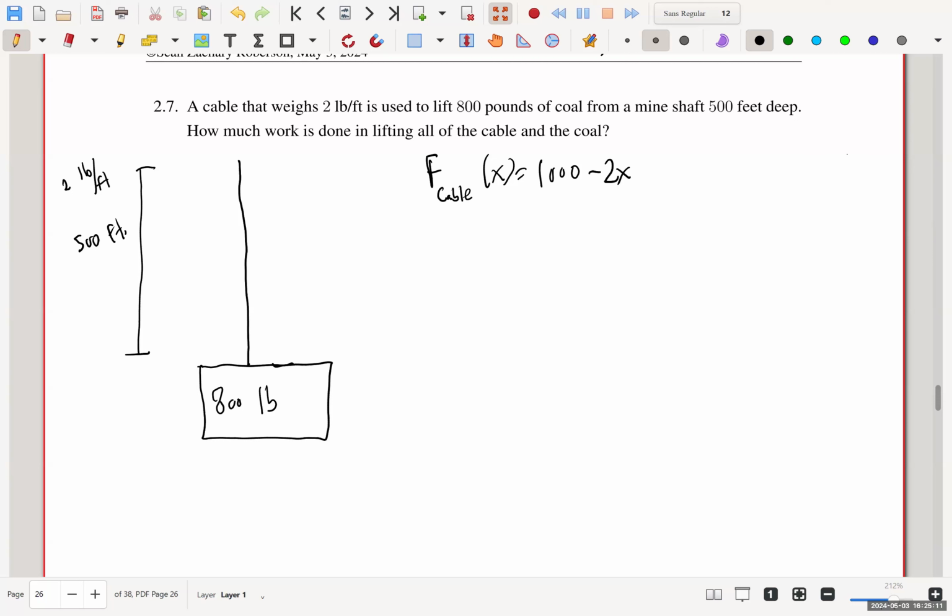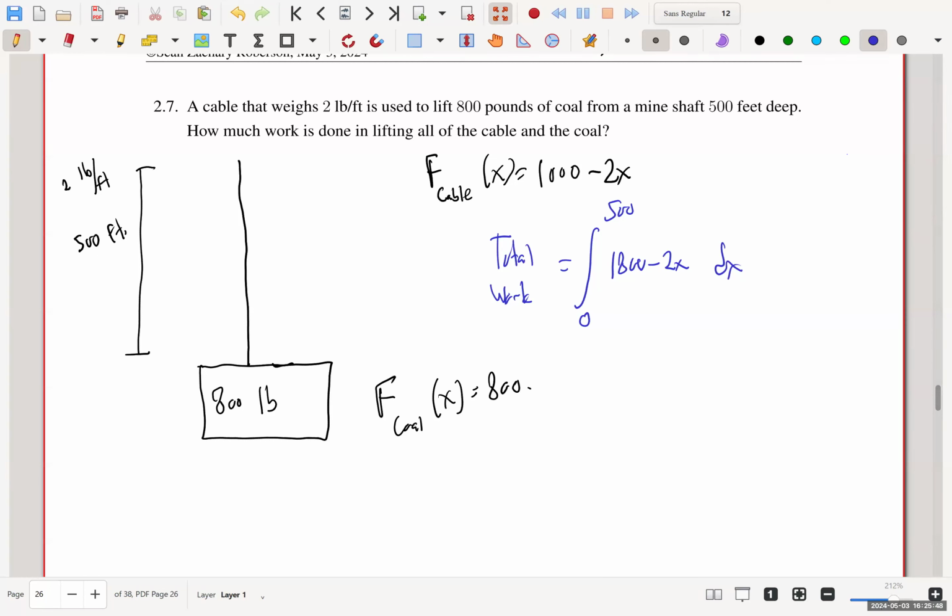Now, as we said, the coal has fixed weight. How do we get the total work done, the total energy required to lift this entire system up? Total work is an integral. We're going to integrate from 0 to 500 of the sum of these two force functions. These two systems are coupled together, so we just add everything. So we have 1,000 plus 800, that's 1,800, minus 2x dx. Easiest integral in the world.